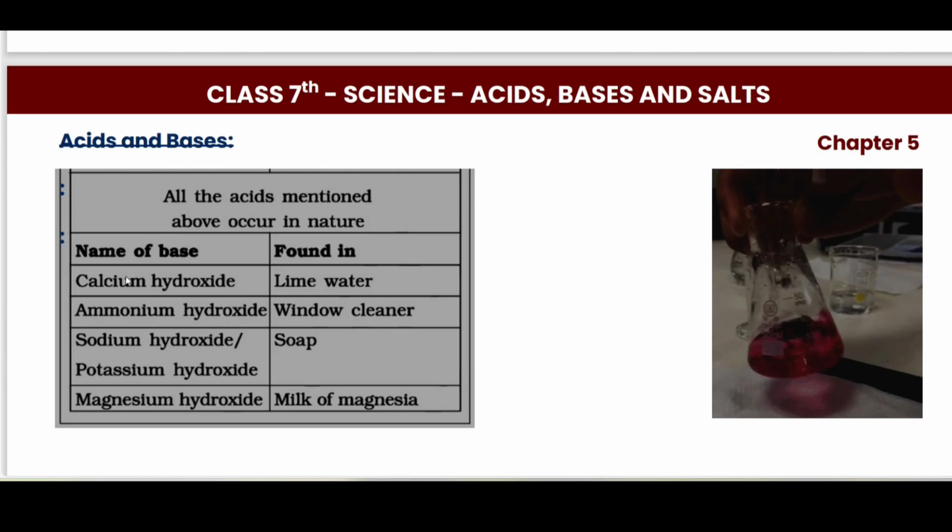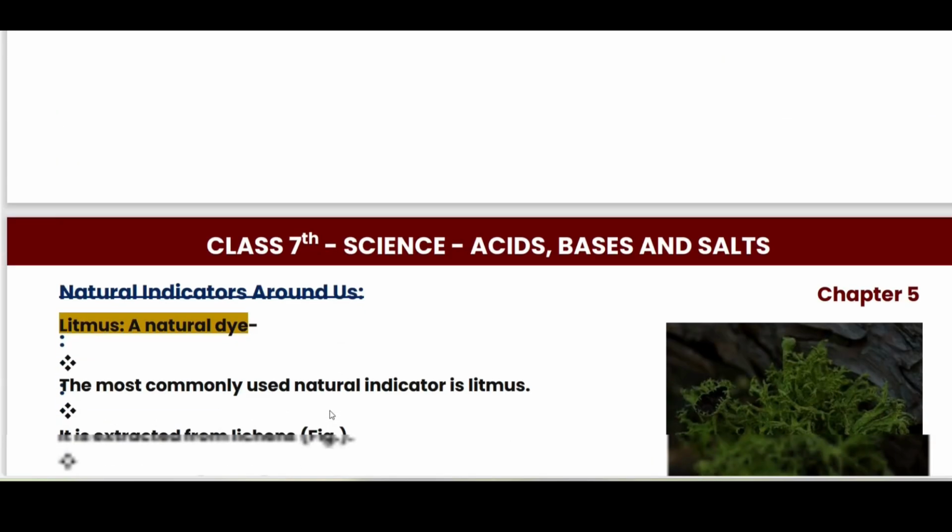Now here, calcium hydroxide is found in lime water. These are the bases, right? Ammonium hydroxide is found in window cleaner. Sodium hydroxide and potassium hydroxide are found in soap. Magnesium hydroxide is found in milk of magnesia, right?